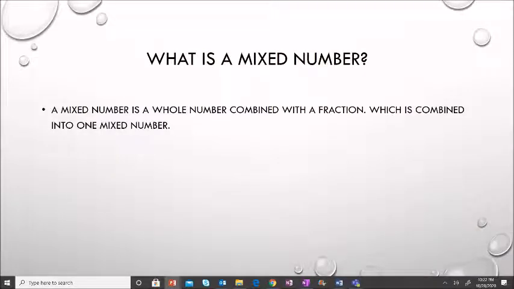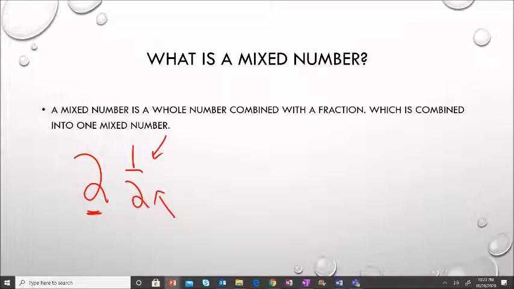So what is a mixed number? A mixed number is a whole number combined with a fraction, combined into one mixed number. Let's say, 2 and 1/2. So 2 and 1/2 is a mixed number. Here's my whole, here's my numerator, and here's my denominator.